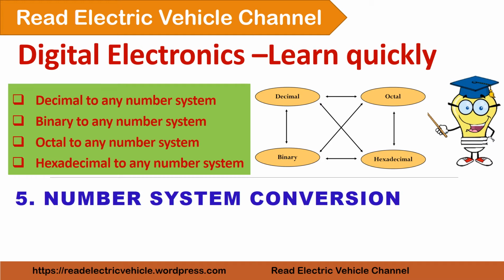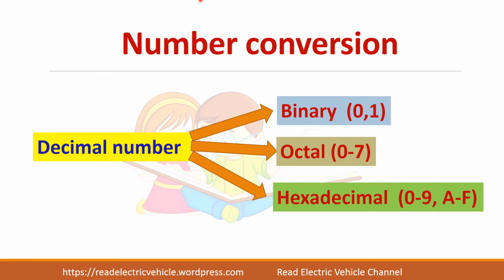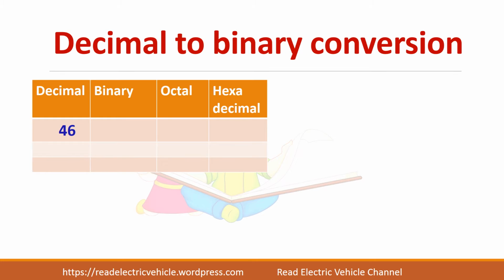In this video, let us see about the number system conversion. That is, from any radix you can convert to any other number system. First, let us see about how to convert a decimal number to binary number, octal number as well as hexadecimal number. First, let us take a decimal number of 46 and we have to convert it into binary.